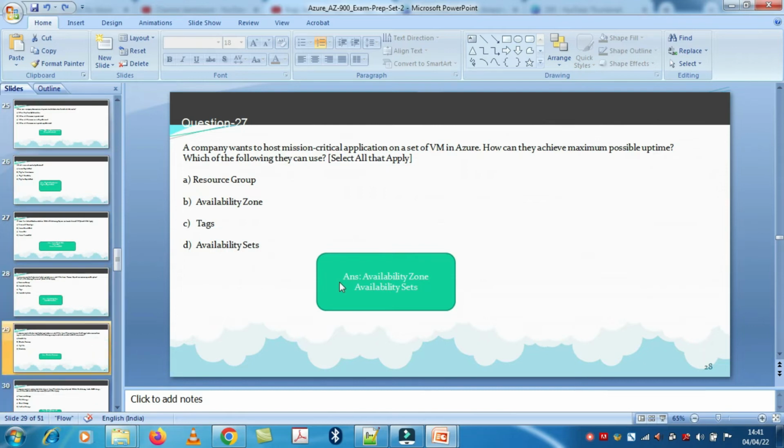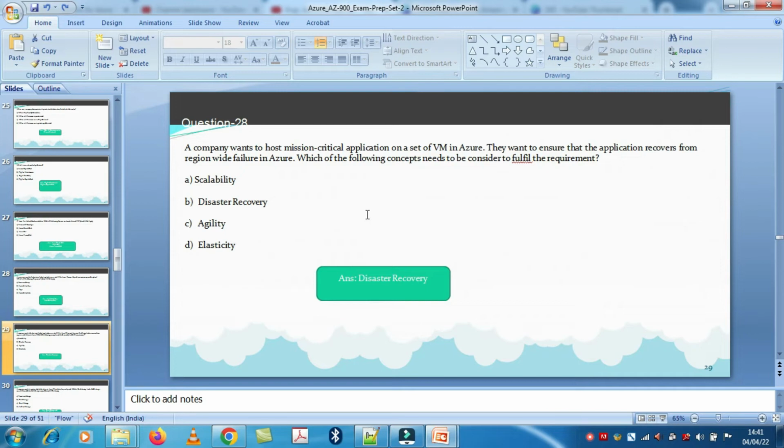Okay. Moving to the next question, guys, question number 20. A company wants to host a mission critical application on a set of VMs. They want to ensure that the application recovers from a region-wide failure in Azure. Which of the following concepts need to be considered to fulfill the requirement? The previous question was about prevention being better than cure. If you set up something before the failure, it will recover, right? But here the case is just the opposite. If the failure has already happened and your VM has already failed, then what can you do? There is only one thing called DR, that is disaster recovery, guys.